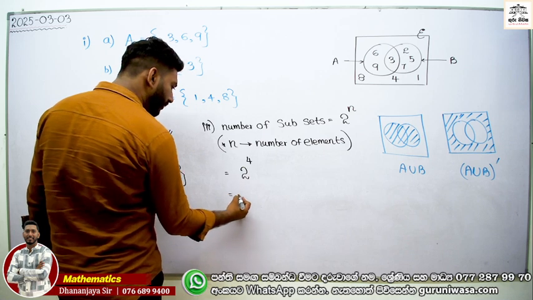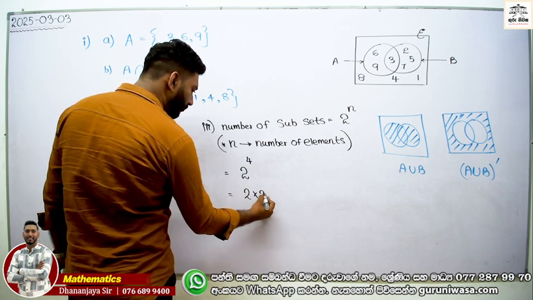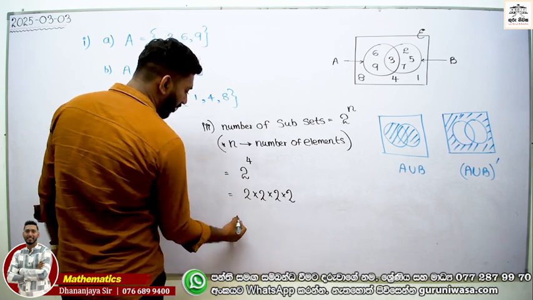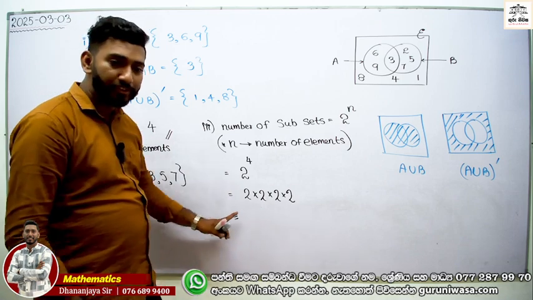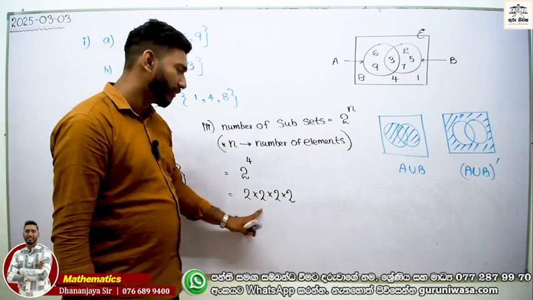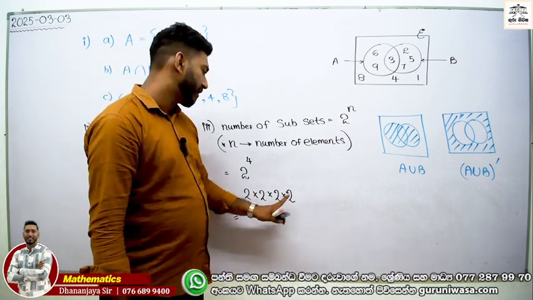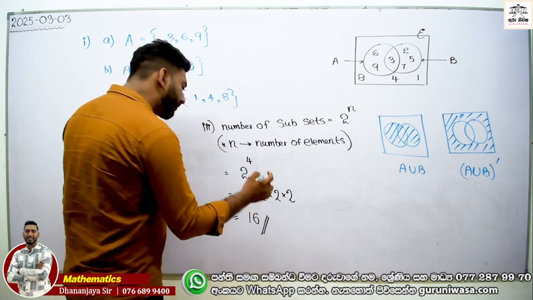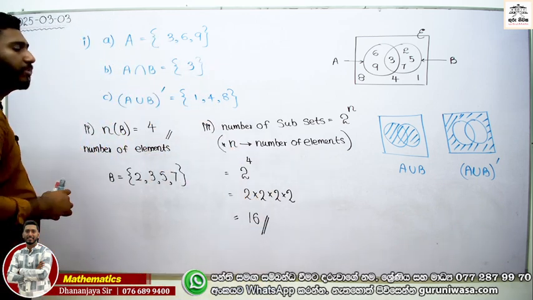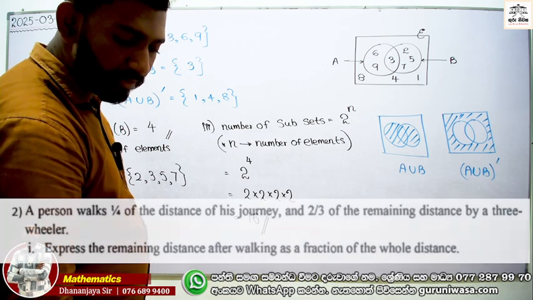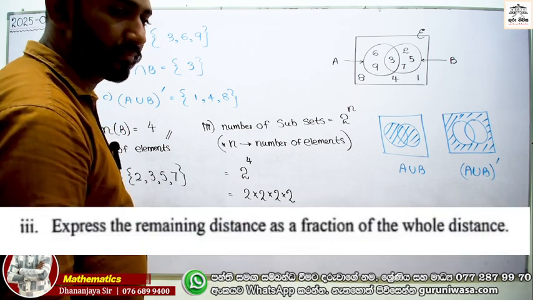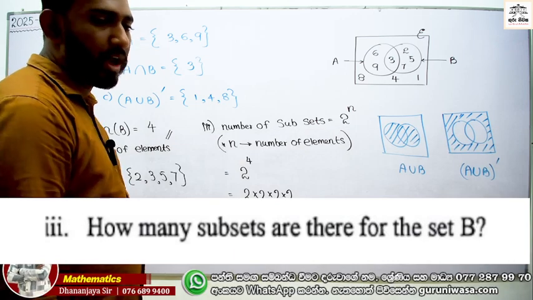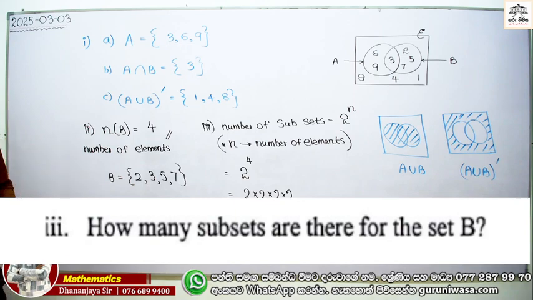It should be 2 times 2 times 2 times 2. How many subsets? 2 times 2, 4. 4 times 2, 8. 8 times 2 is 16. 16 subsets of B. Understood? This is a way. How many subsets are there for the set B?